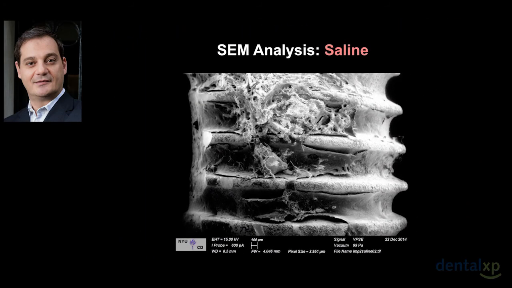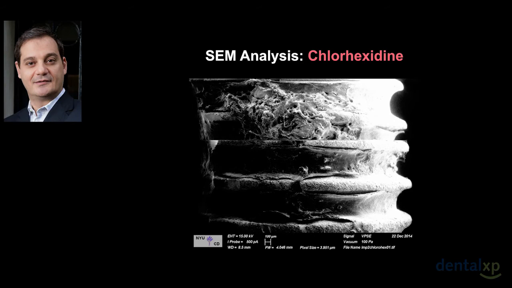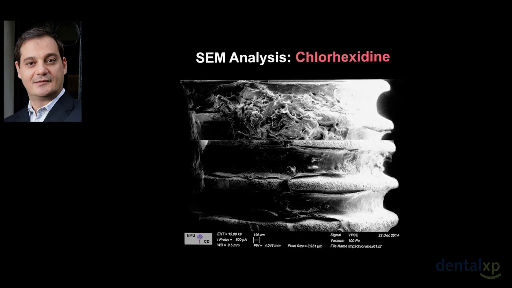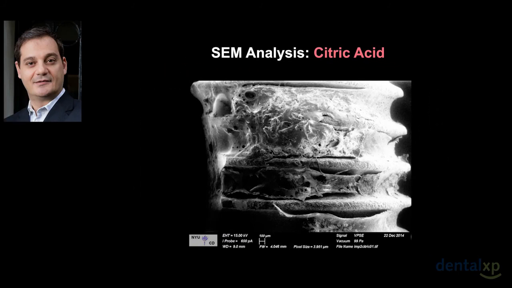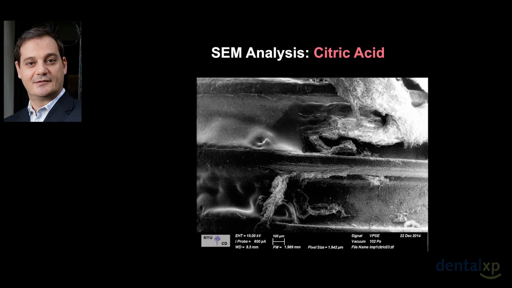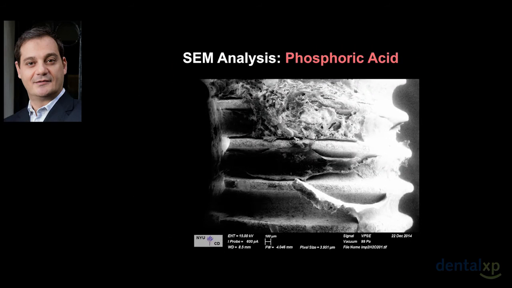So this is what we found when we took those failed implants and we scrubbed them with saline, and you can see the amount of biofilm that's still present. And then we did the same thing with chlorhexidine, same story, you can still see biofilm. Now we went ahead and did the citric acid and the same thing. Of those two images, one is closer than the other, and on the closer one you can still see the biofilm present, not cleaned. And lastly, we did the phosphoric acid and the same thing.